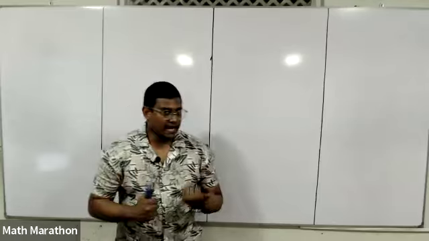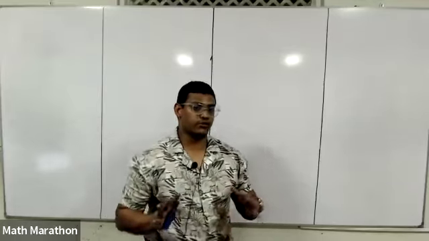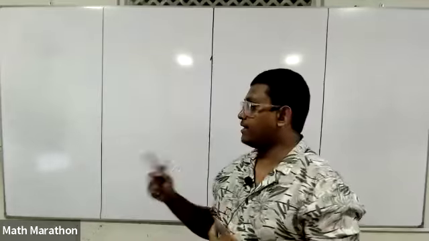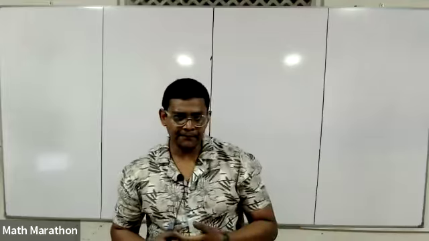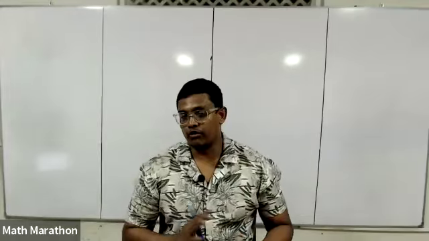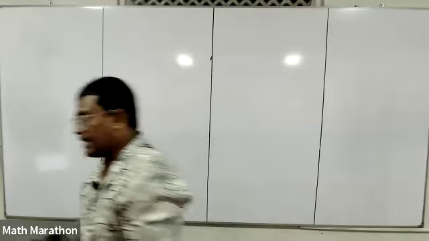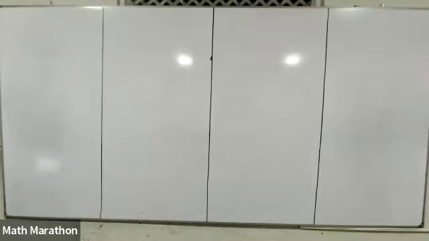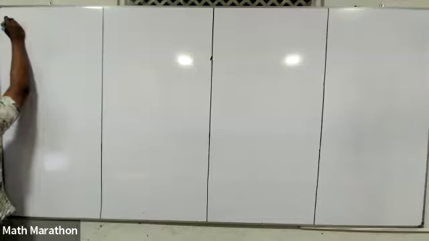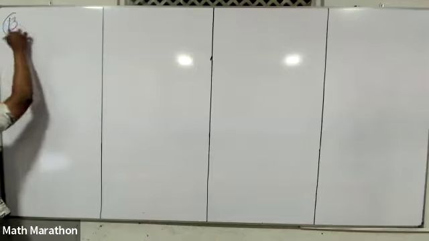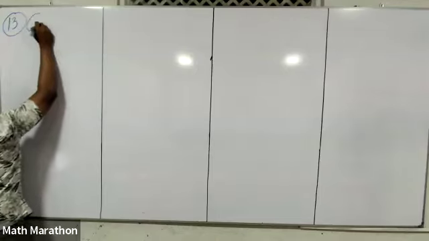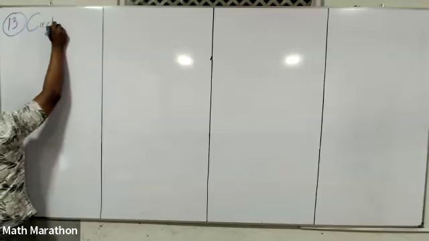So, in the 2019 paper, we have done the first 12 questions. We have the remaining 13 questions to be done, so we'll start immediately. I don't want to waste your time. The 13th question is on circle geometry.